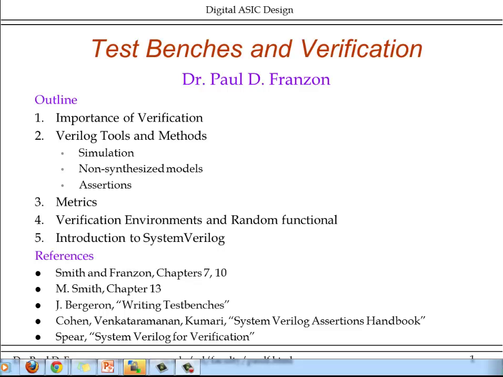So this section is meant to deepen your knowledge about verification and the construction of test benches for verification. We're going to cover why it's important, richen your tool set to do your own designer-driven verification, talk about metrics, talk about more formalized project-wide approaches to verification, and finally introduce you to System Verilog, which is the language that is used for system-level verification. References that I've used are at the bottom of this page.